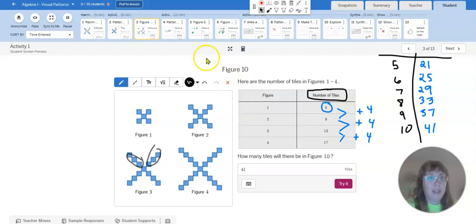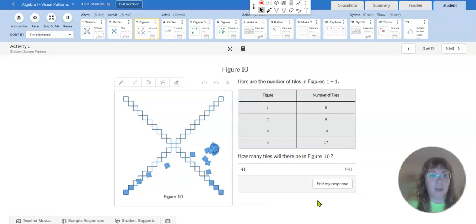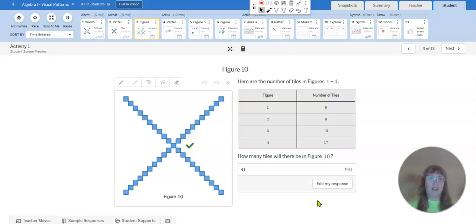Beautiful. Let's look at another one in slide 4. When you're ready, push ahead to slide 4. Oh wait, we can hit try it. So let's see. Ooh, and here we go. With figure 10, we have 41 tiles, so that is correct. Beautiful.